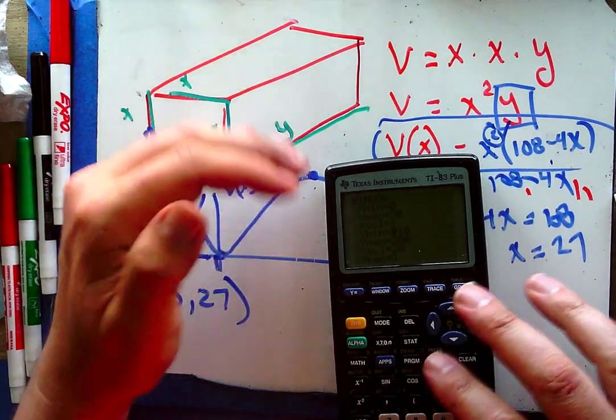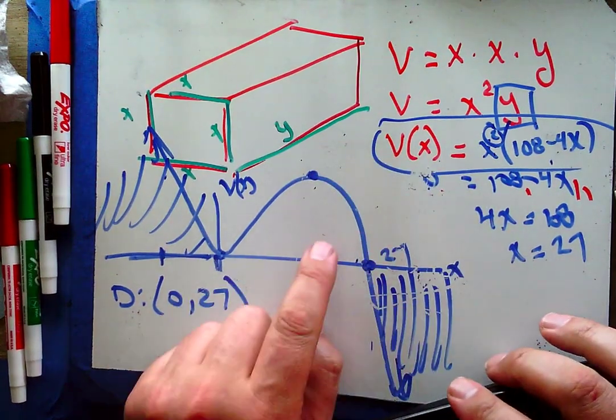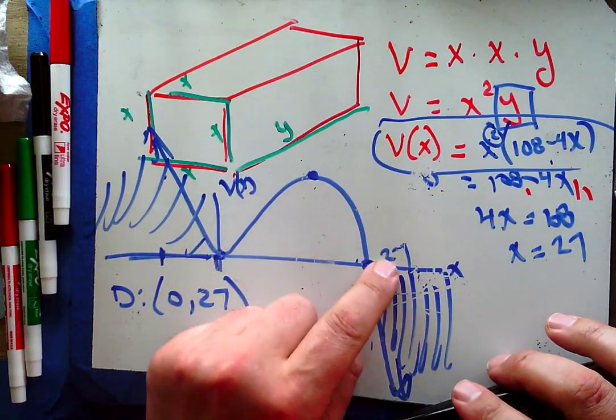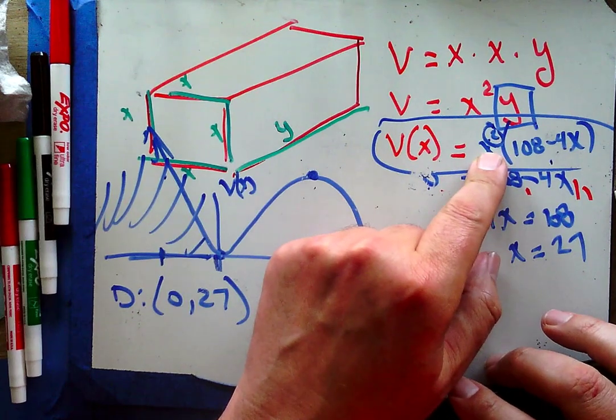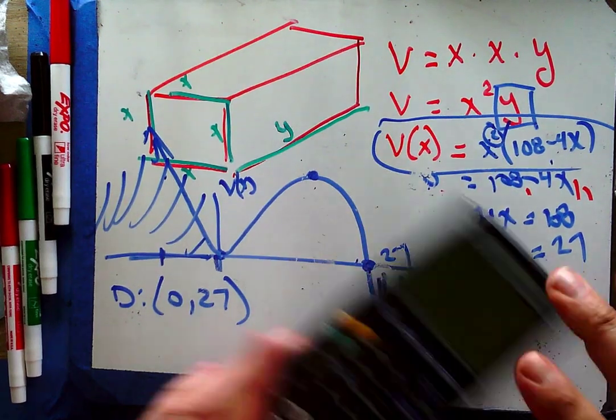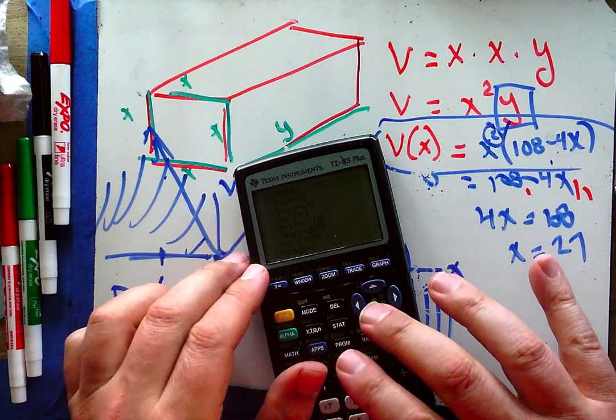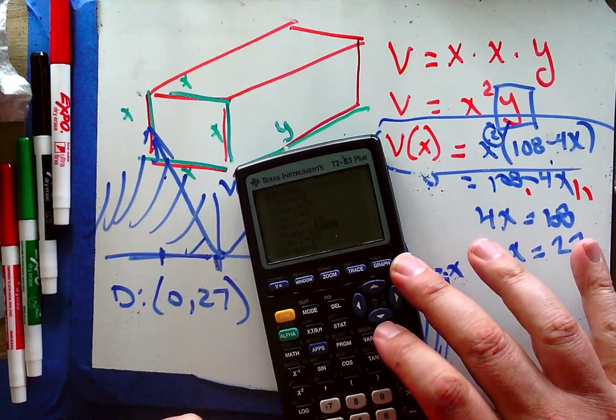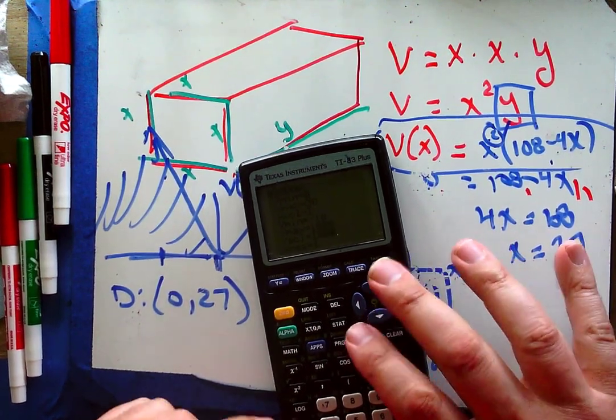And this is still a cubing function. If I plug in 30, and I square it, that's 900. So I think I want to change my y max to 1,000 and see if I see what I need to see there. Graph.